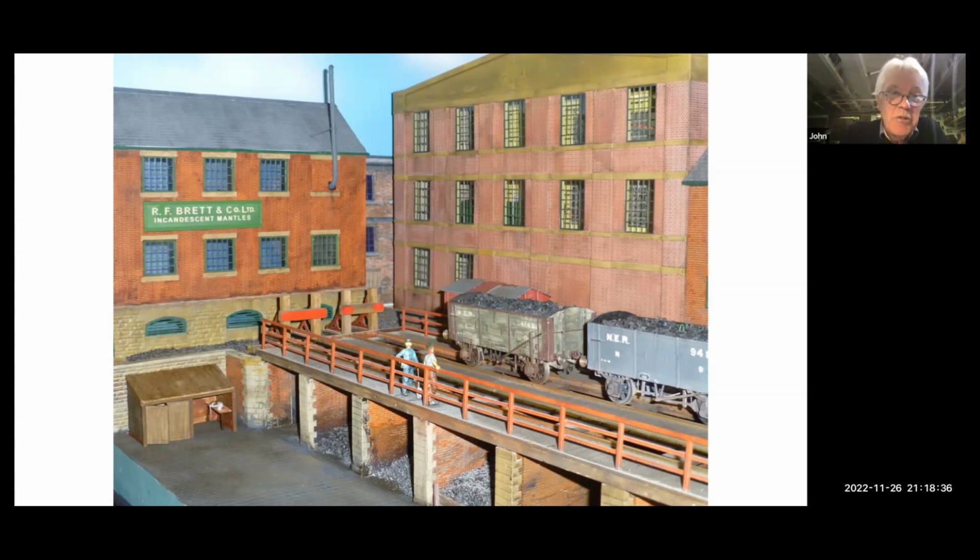And RF Brent & Co Limited did actually make incandescent mantles on the banks of the River Tyne. So although the building's just a generic one, the actual title for it is correct. Coal drops are based on those at Alston, and fairly straightforward. A couple of northeastern wagons.